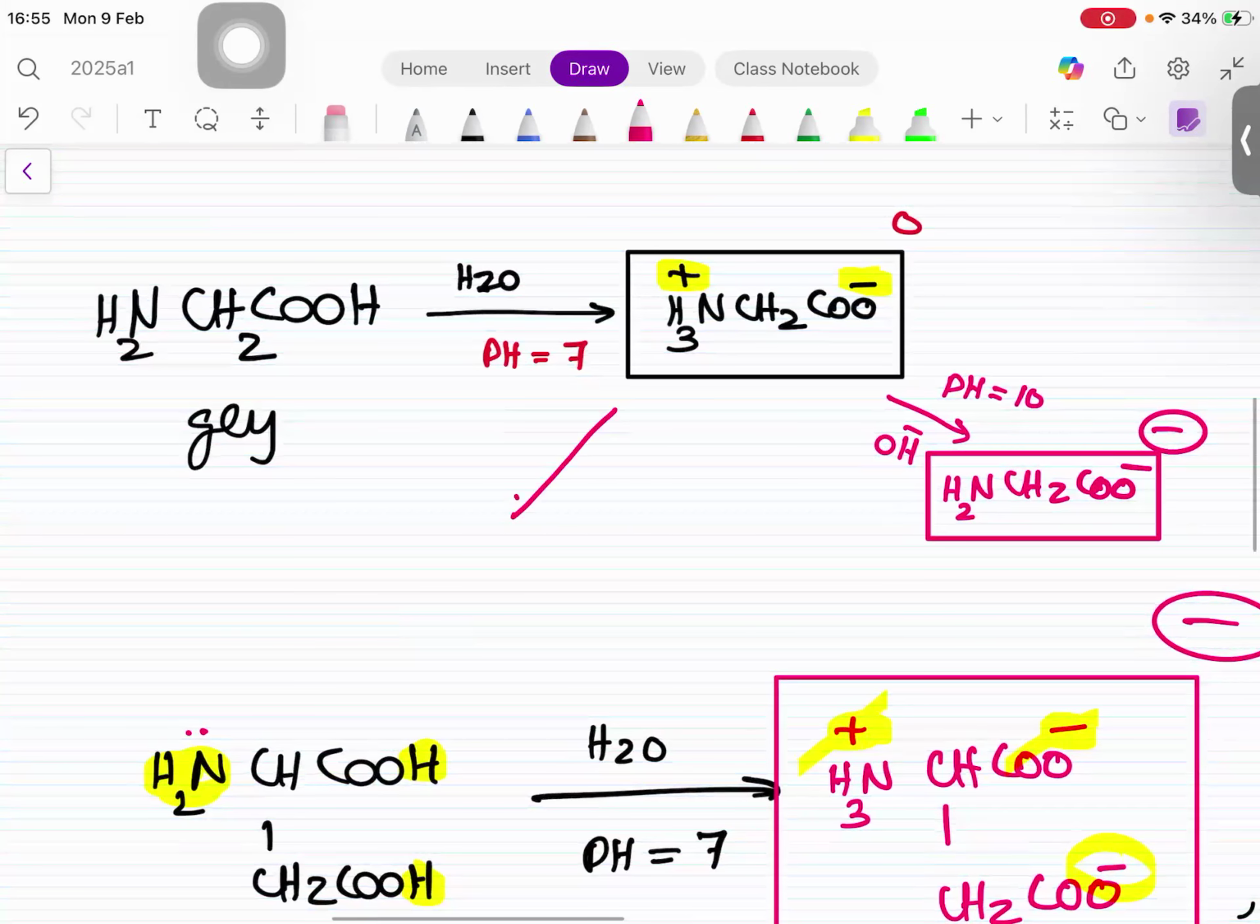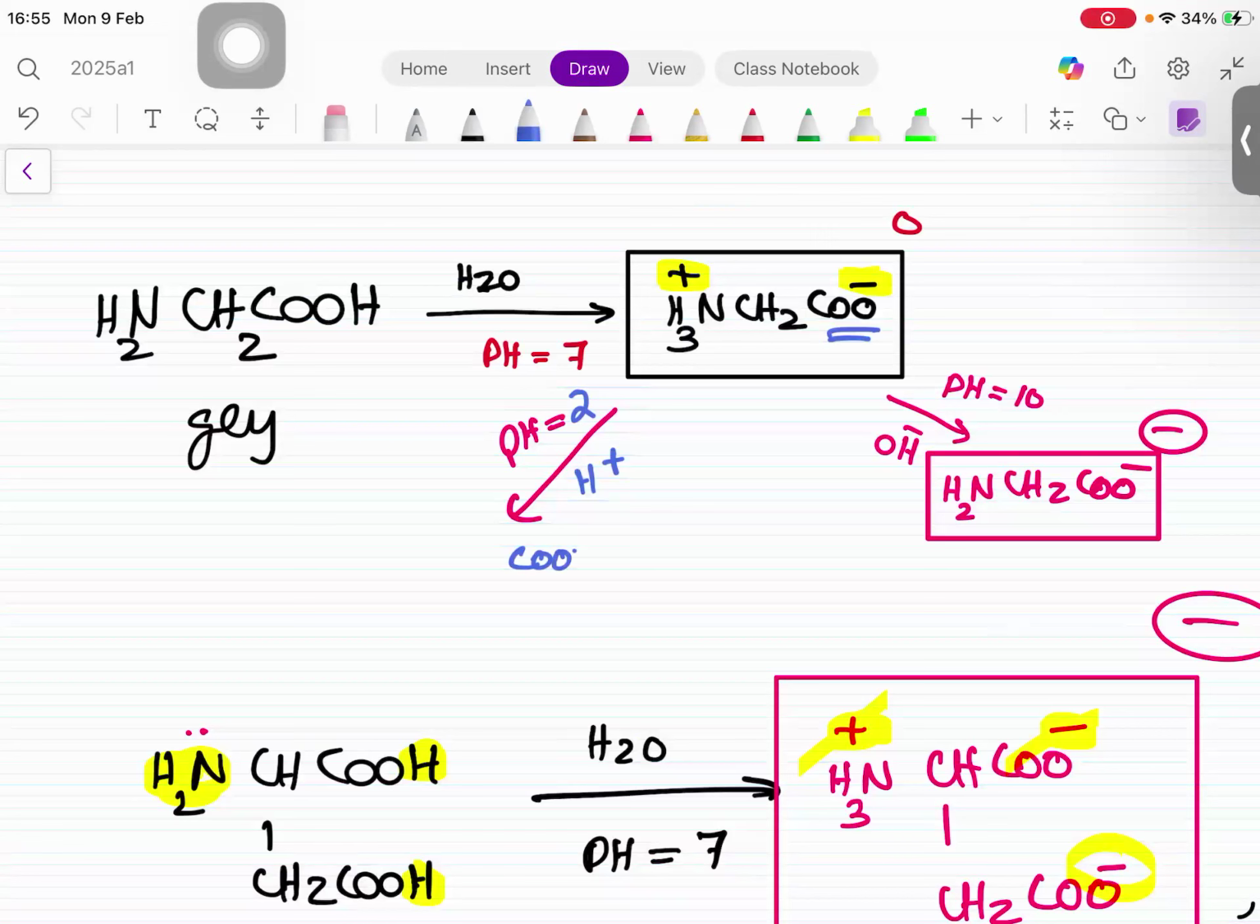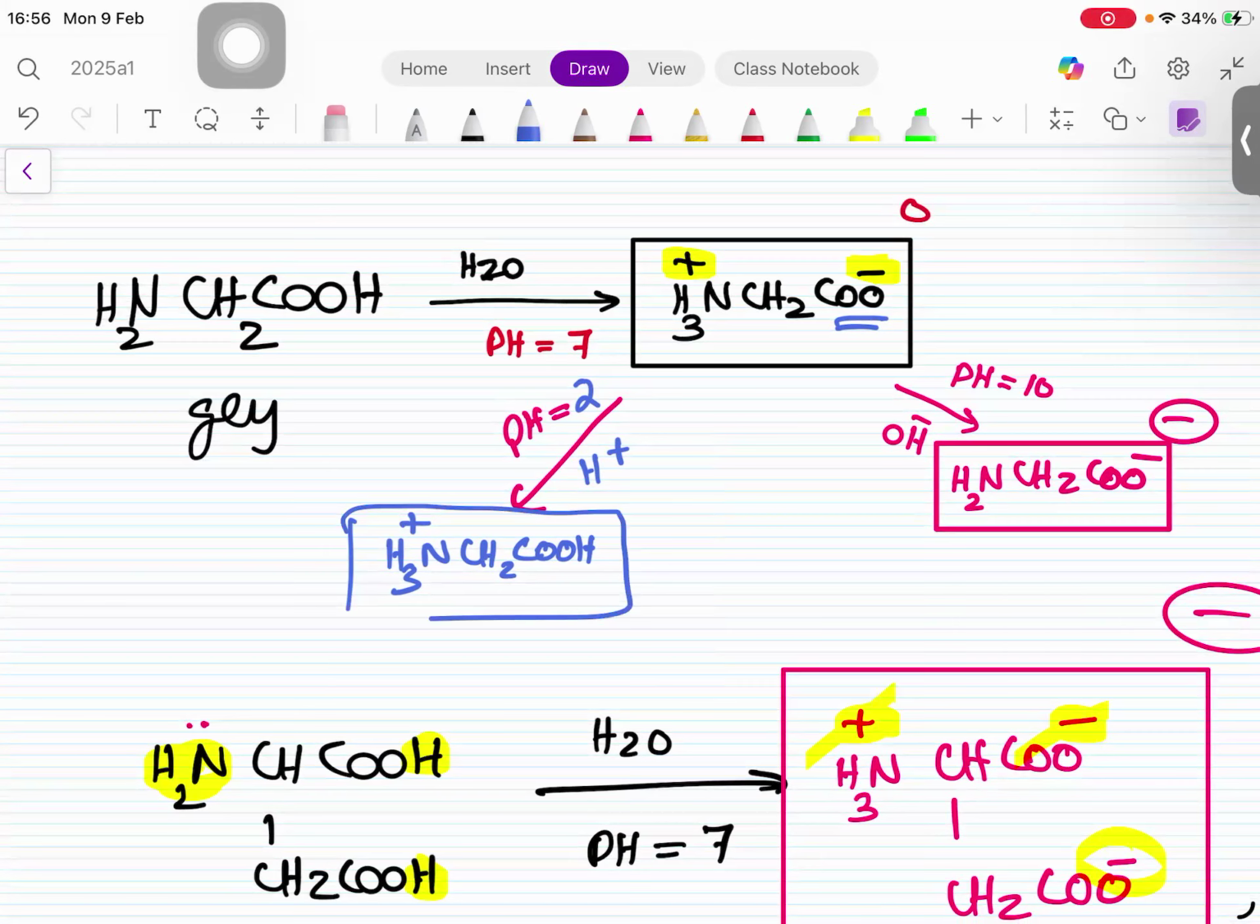Similarly, if I had buffered at a pH like 5, or let's say 2, I have to add what? H plus. The H plus is going to attach to COO negative. So it's going to be COOH, CH2, and then NH3 positive. So what is the overall charge? So in this case, at pH 2, it's going to move to the cathode.